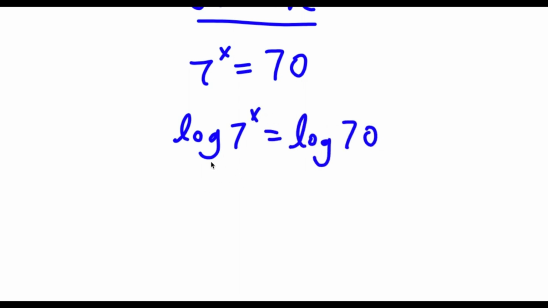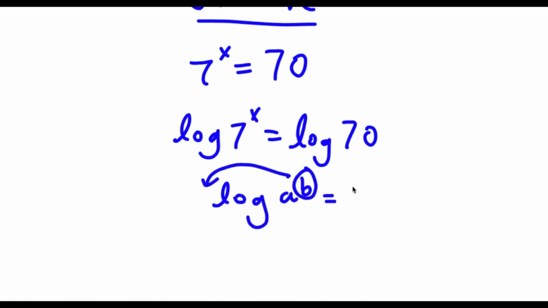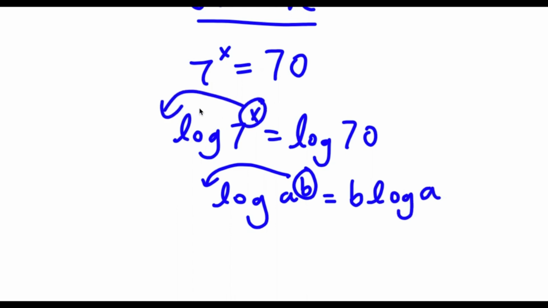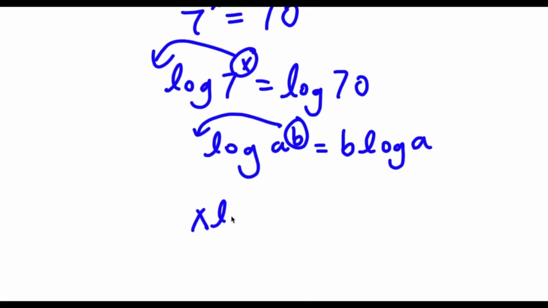Now an important property of logarithms is that if I have something in the form log a to the power of b, I can actually move this exponent b to the front. So this would equal b times log a. So in the case of log 7 to the power of x, I can move x to the front. So that's going to equal x times log 7, which is equal to log 70.